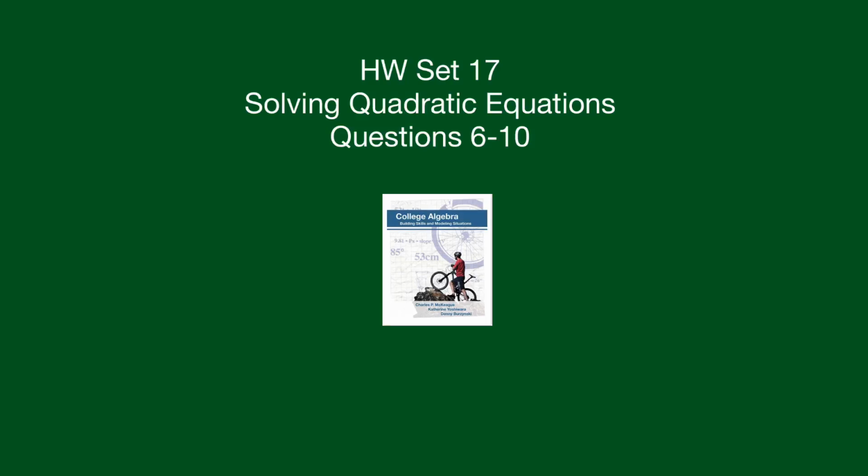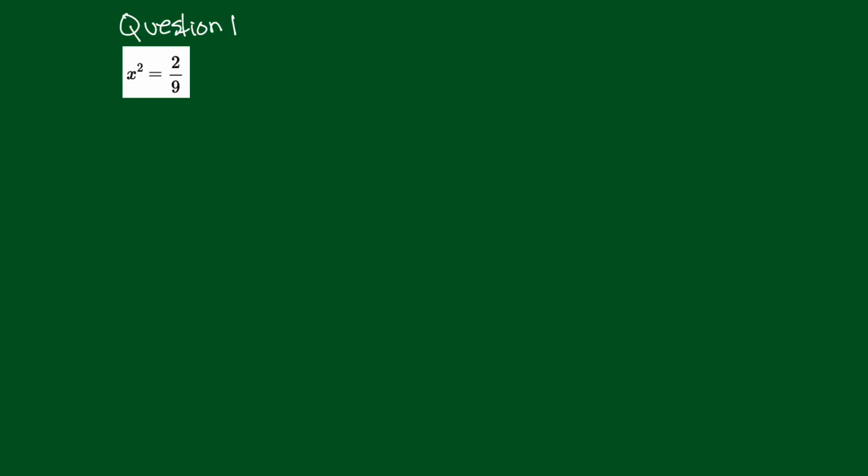This is homework set 17, still solving quadratic equations. Now here in question 1, I've got a square equaling a number. Why don't I just take square roots of each side? So I'll get the square root of x squared equaling the square root of 2/9.